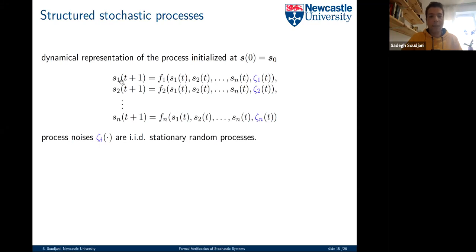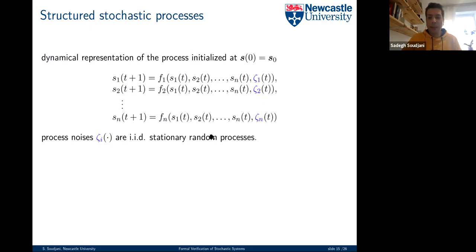The next value for S1 is a function of the current states S1, S2 until Sn, and it's also influenced by the noise. So here, the only assumption I put is that the noises affecting these states are independent. So Xi1, Xi2, and so on, affecting the states, are independent. So S1 is influenced by Xi1, S2 is influenced by Xi2, and so on. And you have the independence assumption for these noises.